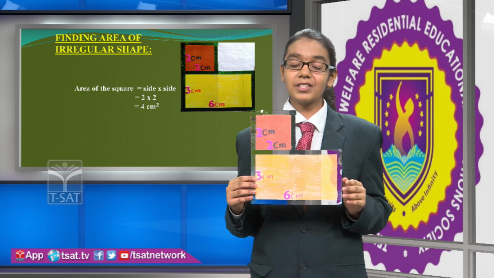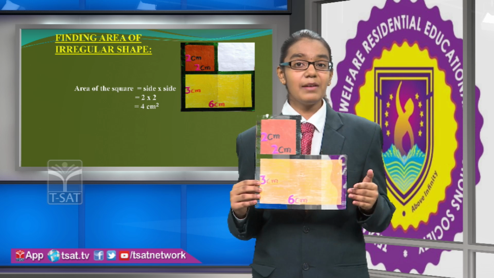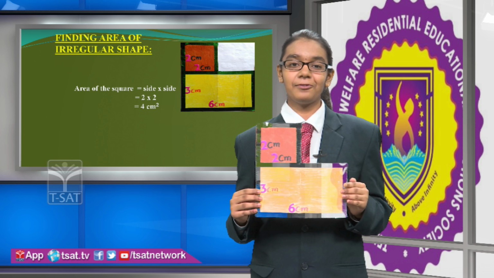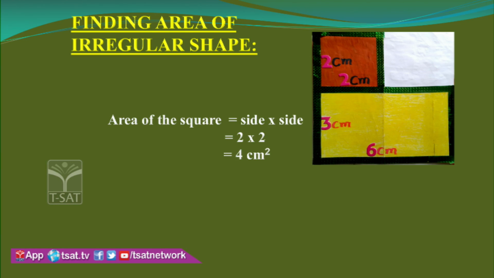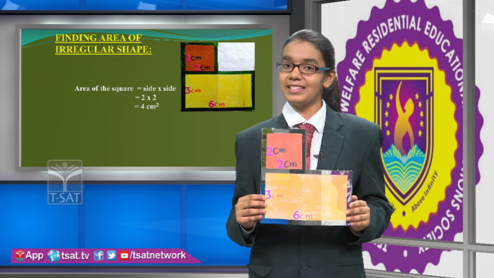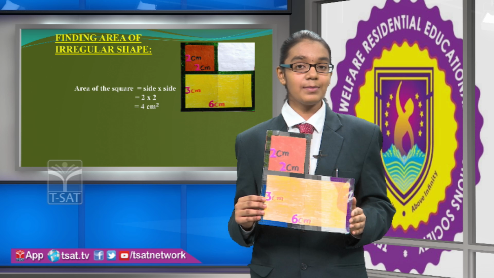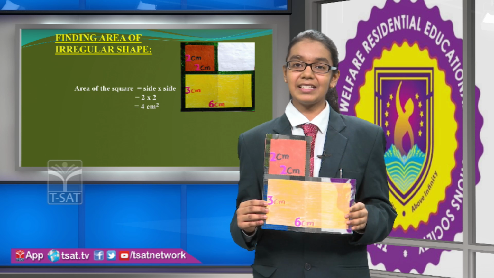Here, the side of the square is 2. So, if we multiply 2 and 2, we'll get 4. So, the area of the square is 4 square centimeters. Here, all its dimensions are in centimeters. If the side is in centimeters, then the area will be in square centimeters.